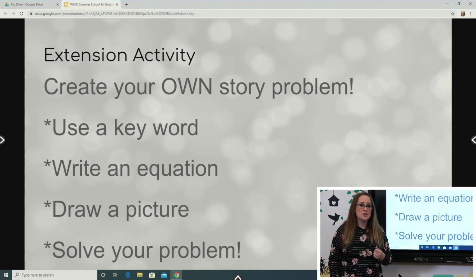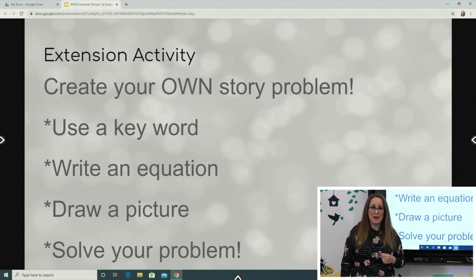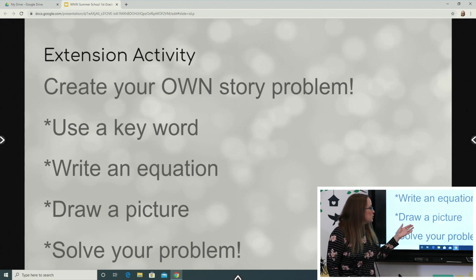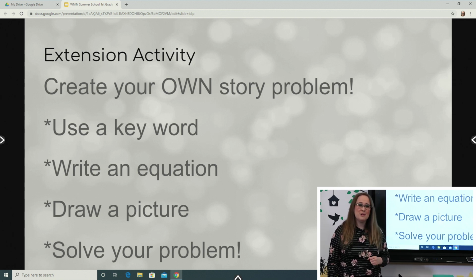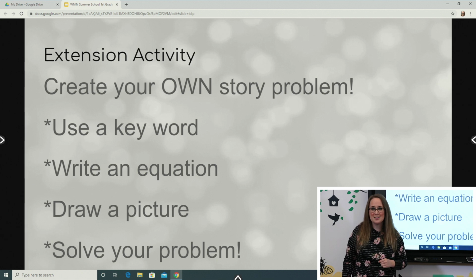Write an equation to go with your story problem. Make sure you use a minus sign for subtraction and a plus sign for adding. Draw a picture to go with your story problem and solve your problem or see if a friend or a family member can solve it.